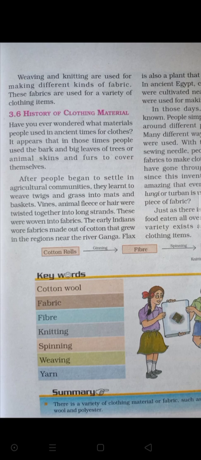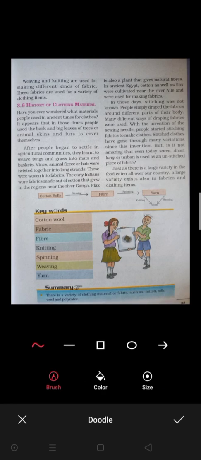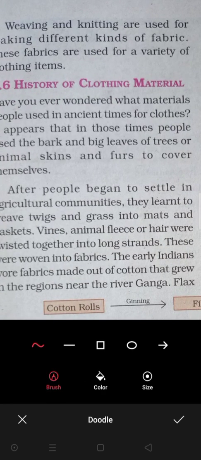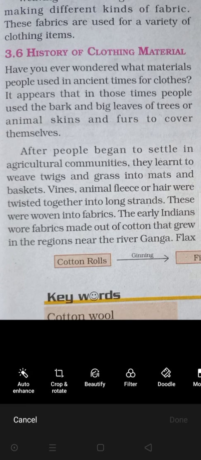Vines, animal fleece or hair. Here the animal fleece, it means what? Fleece means the hair of the animal. That is called the animal fleece. There is no other word. Okay.